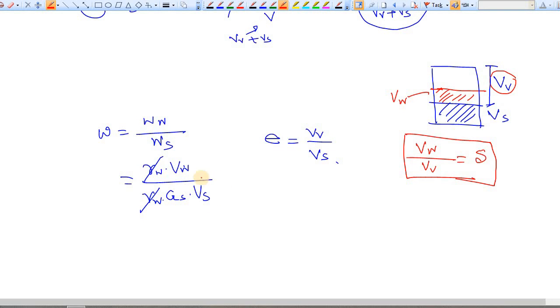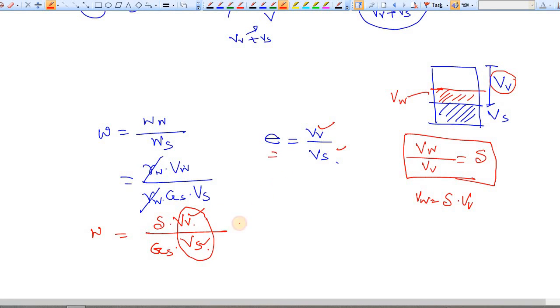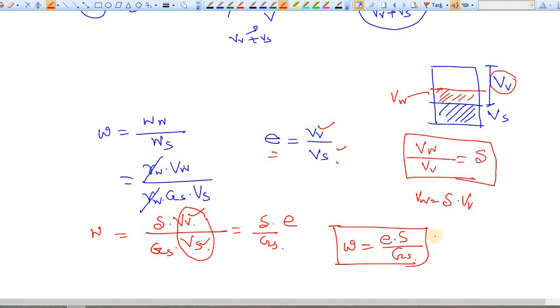We need Vw. So let's rewrite water content w by this formula. Vw can be written as S times Vv. So this is coming as S times Vv, and in the denominator this is GS and Vs. Again, Vv divided by Vs is equal to e. So S times e by GS. So you can write water content as eS by GS. This is the most important interrelation. So you have seen how we have reached this interrelation.